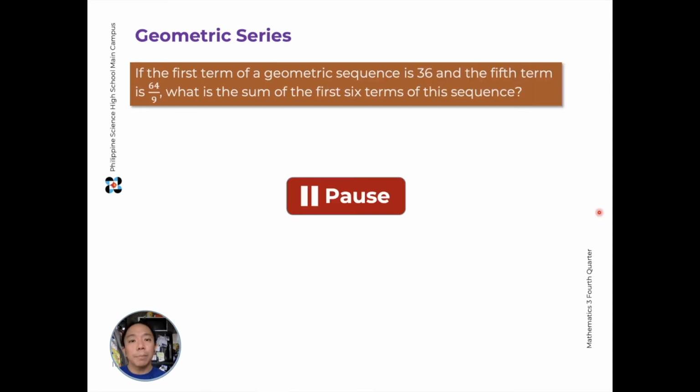For this second example, given sa atin yung first term ng geometric sequence, it's 36, and the fifth term is 64 over 9. Ano daw yung sum ng first 6 terms of the sequence? So again, please pause this, try to work it out on your own, and let's compare answers. Okay, let's compare answers.